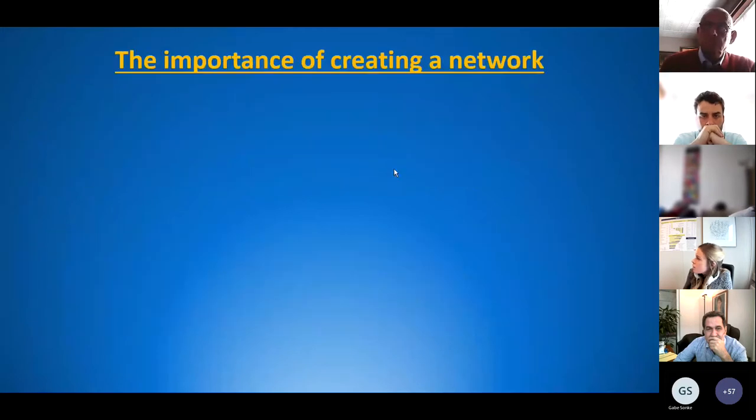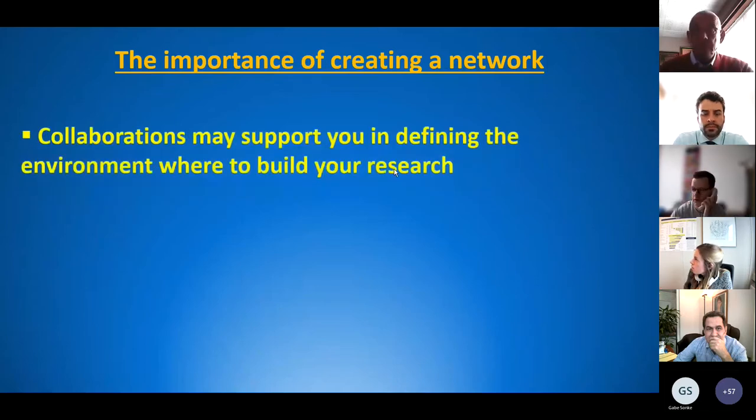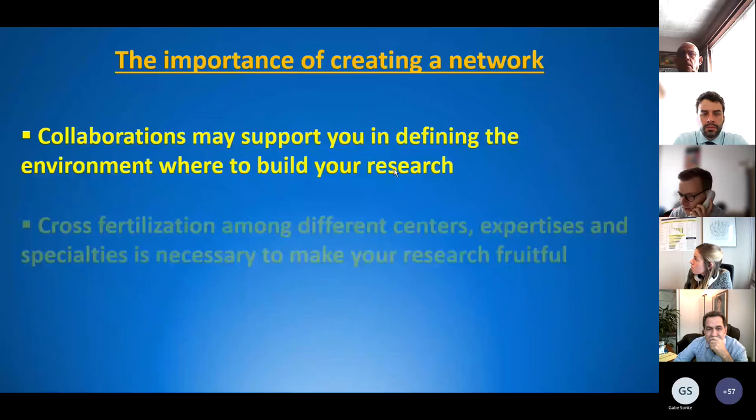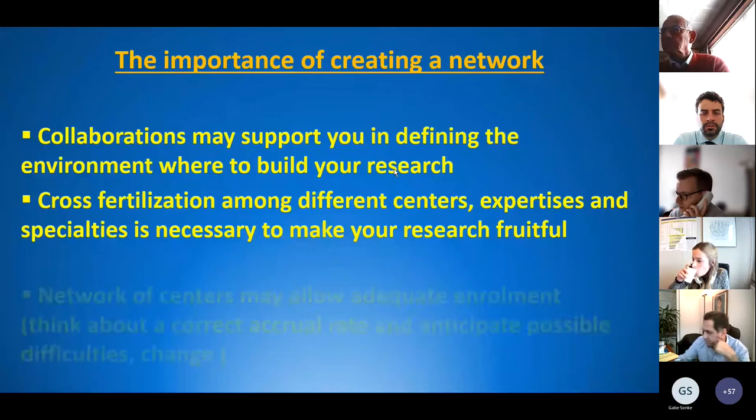Let's move to another important topic, that is the importance of creating a network. Just a few slides to the end of my talk. It is important to collaborate because collaboration may support you in defining the environment where to build your research. Cross-fertilization among different centers, with different expertise and different specialties, is necessary to make your research fruitful. So do not think that your research can be built and performed just in your center. So look outside of your single hospital.